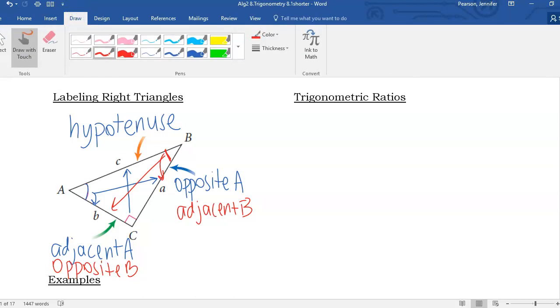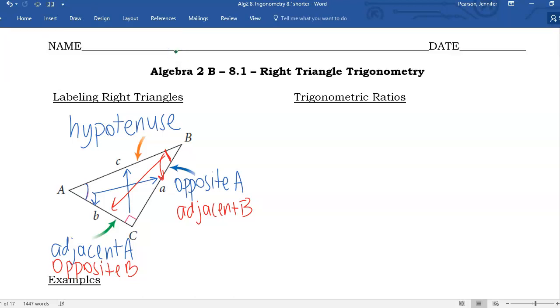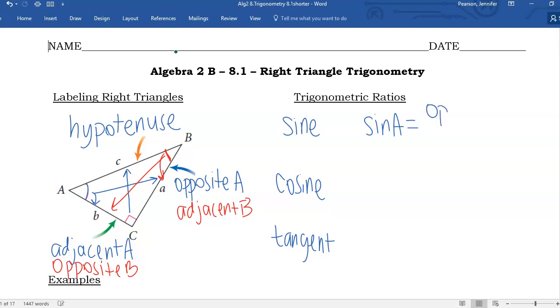Next, I'm going to define three trig ratios, sine, cosine, and tangent. We are going to abbreviate sine with SIN. And define the ratio for the sine of an angle to be the length of the side opposite from that angle divided by the length of the hypotenuse. We're going to abbreviate cosine COS, and we're going to define the cosine of an angle to be the length of the side adjacent to that angle divided by the length of the hypotenuse.